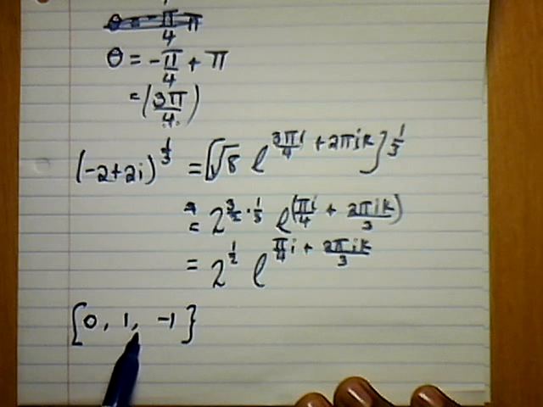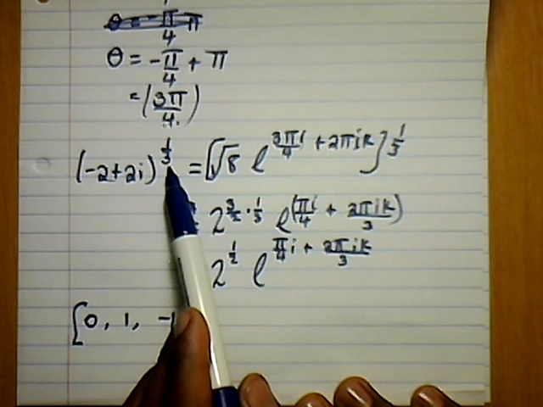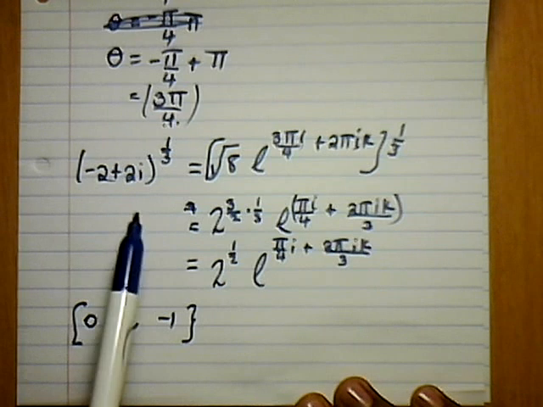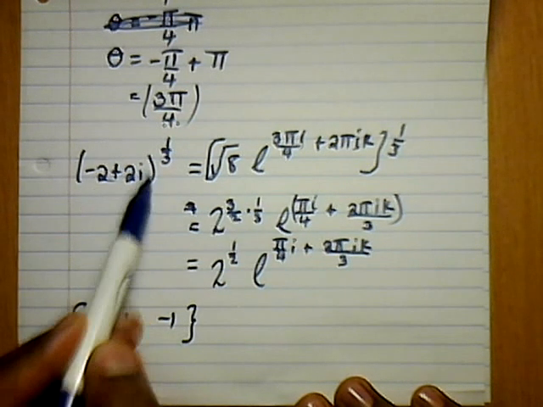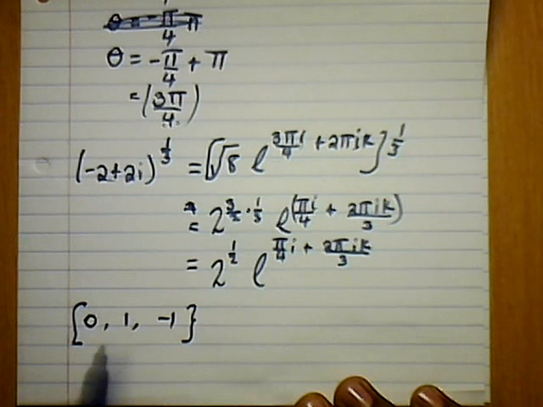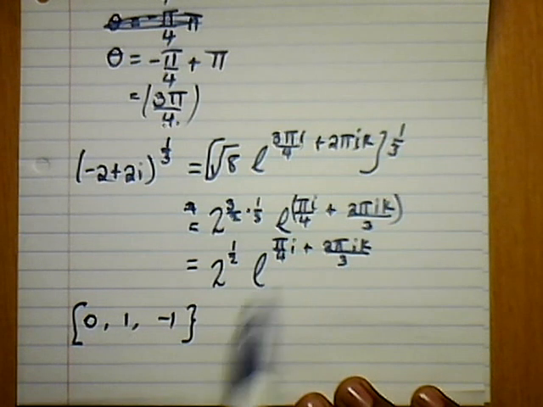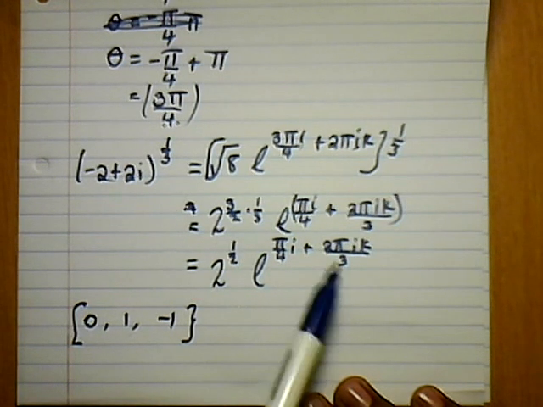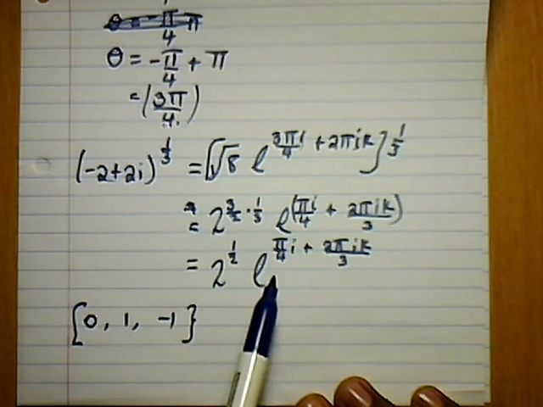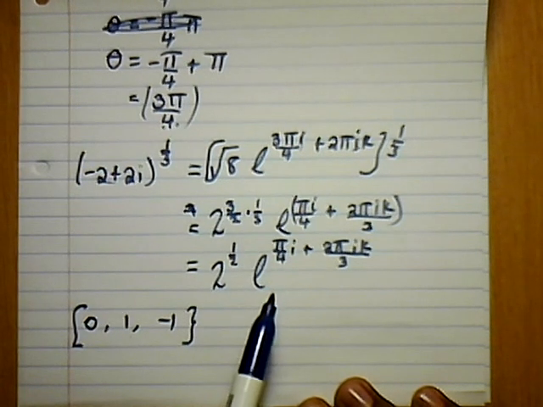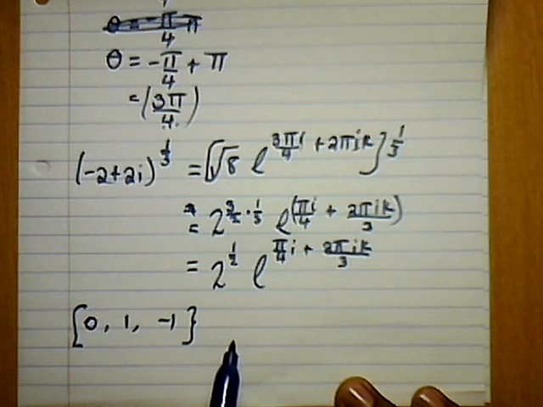I'm giving you 3 roots because we want to find the third root of this complex number. So substitute these things here, there, and then get the roots of our complex number, just like we did with the first example.